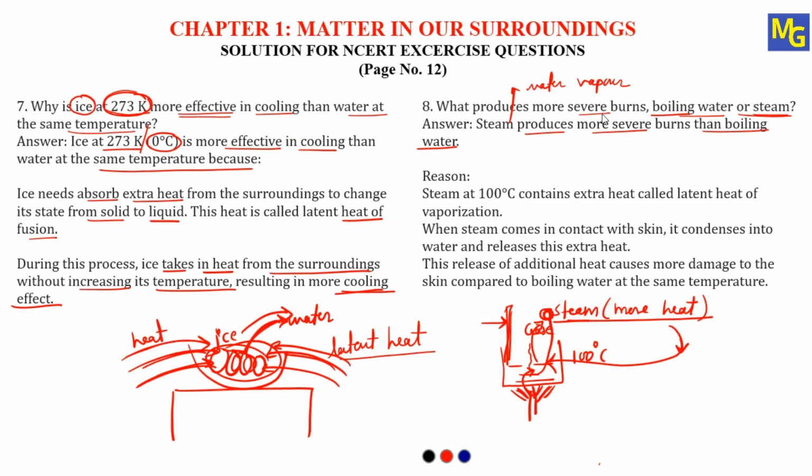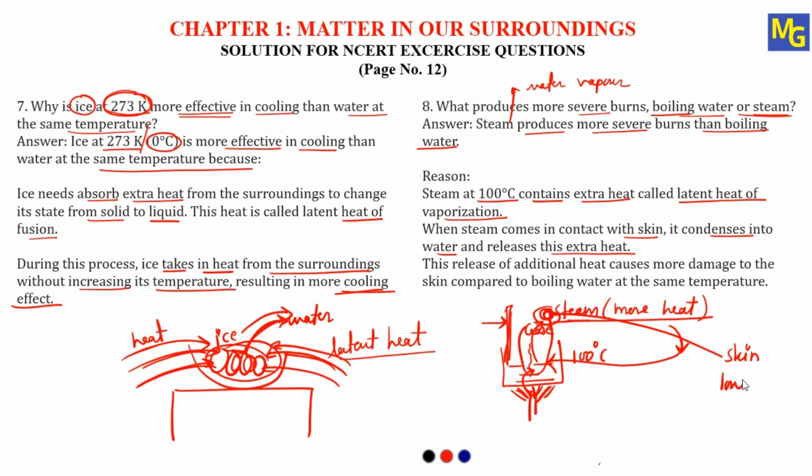It shows severe burns. Now see the answer. Steam at 100 degrees Celsius contains extra heat called latent heat of vaporization. When steam comes in contact with skin, it condenses into water and releases this extra heat. So after conversion of water to steam, if the steam comes in contact with the skin, now what is skin? Skin means the temperature is low.